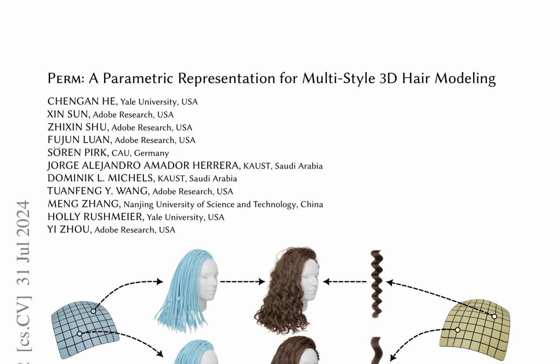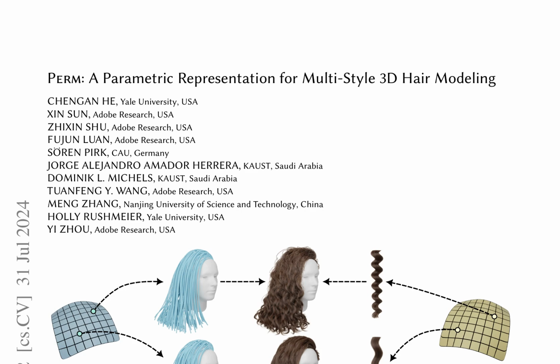Perm is a parametric representation for 3D human hair modeling, designed to facilitate various hair-related applications. Unlike previous work that jointly models global hair shape and local strand details, Perm disentangles these two aspects using a PCA-based strand representation in the frequency domain. This approach allows for more precise editing and output control.